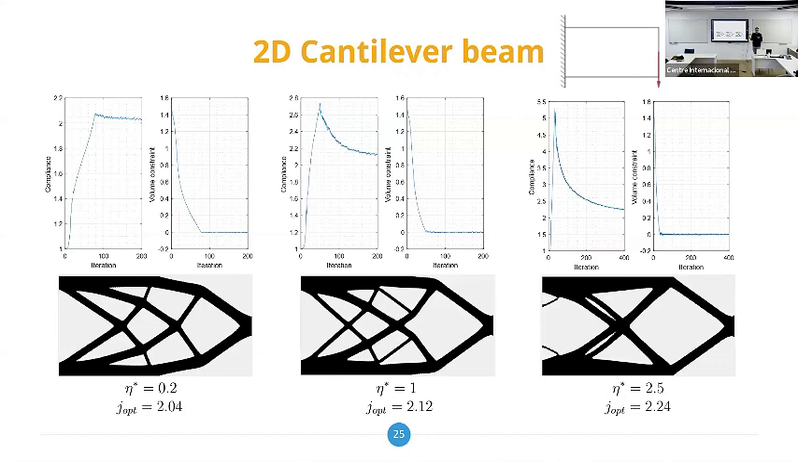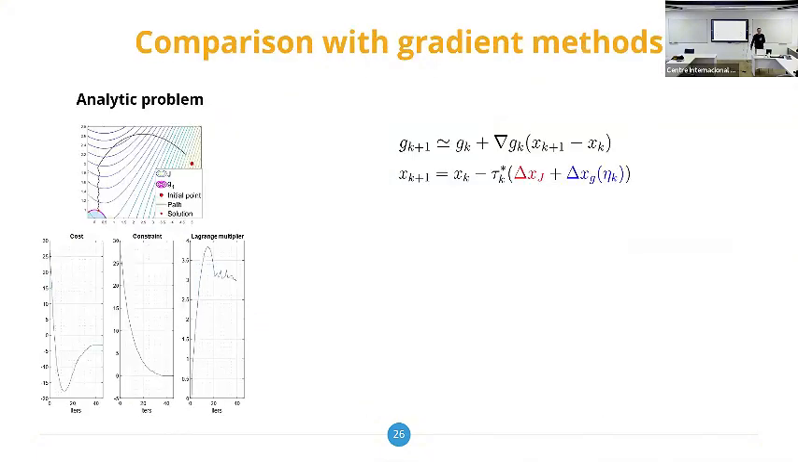And this is a curious thing, because if we compare this approach, for instance, with gradient methods, for an analytical problem, we can see that the evolution of the optimization process is generally smooth. And why is this smooth? I didn't explain it before, but I will introduce you now why it is smooth.